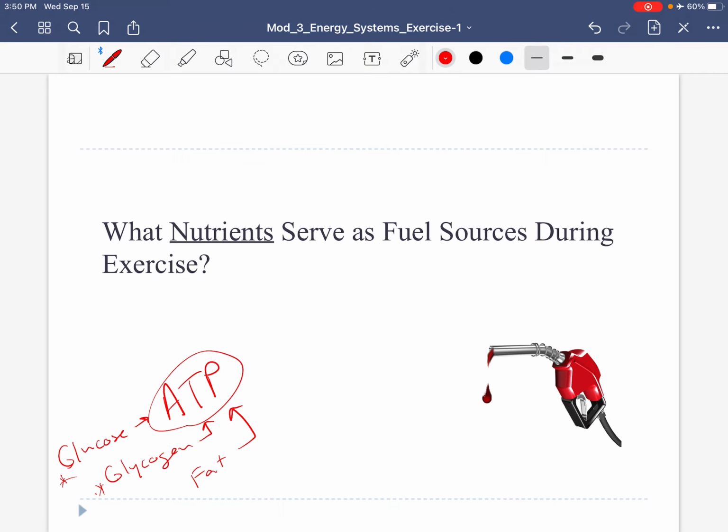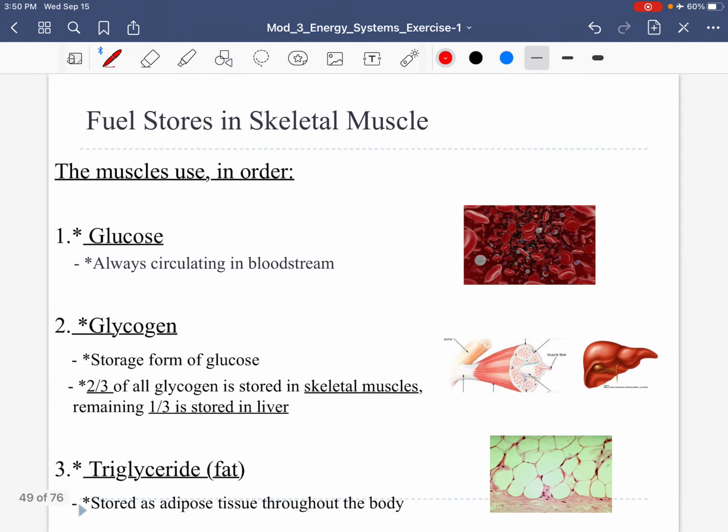So let's talk about these nutrients. What nutrients do we deliver to the muscles that then convert into ATP? Here's our list. Number 1, we use blood glucose. So we're going to convert all these into ATP. But what fuel are we going to give the muscle? What nutrient are we going to give the muscle to then form ATP? Well, number 1, we use what's most easily available. And that's the glucose floating right by the muscle in the bloodstream.